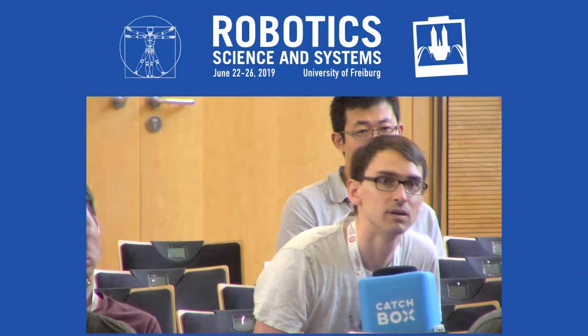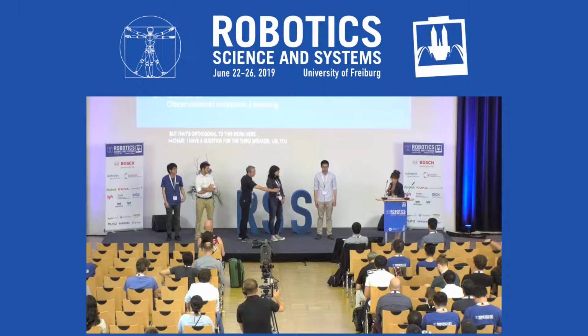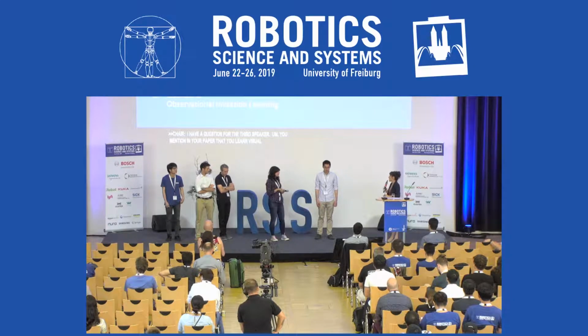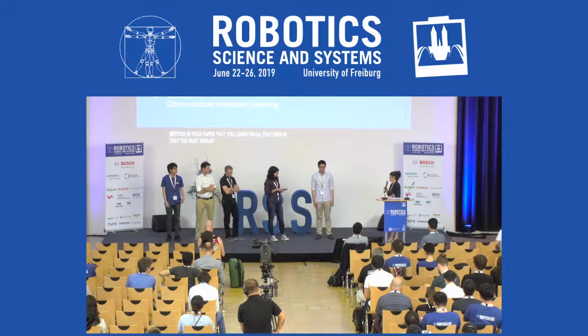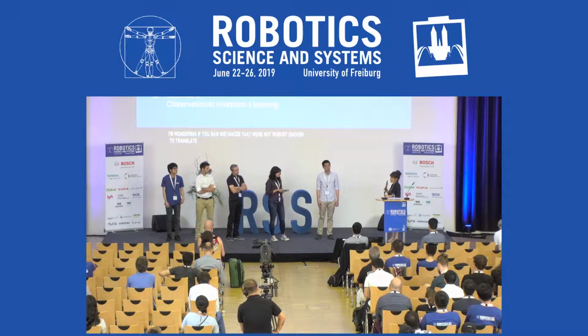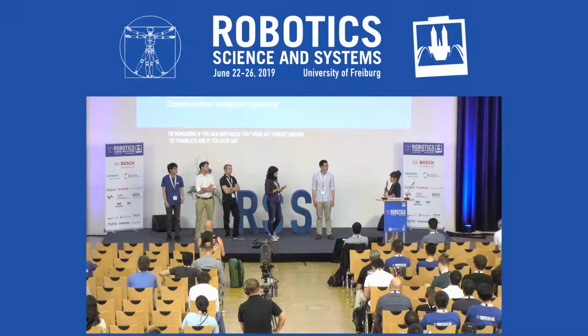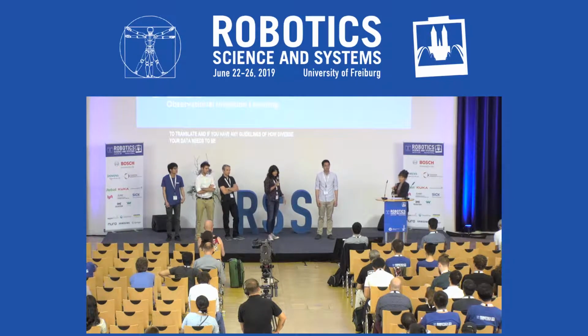I have a question for the third speaker. You mention in your paper that you learn visual features in simulation that are robust enough to translate to the real world. I wondered if you saw any instances of features that were not robust enough to translate, and if you had any guidelines on how varied and diverse or extensive your simulation data needs to be in order to guarantee this translation.